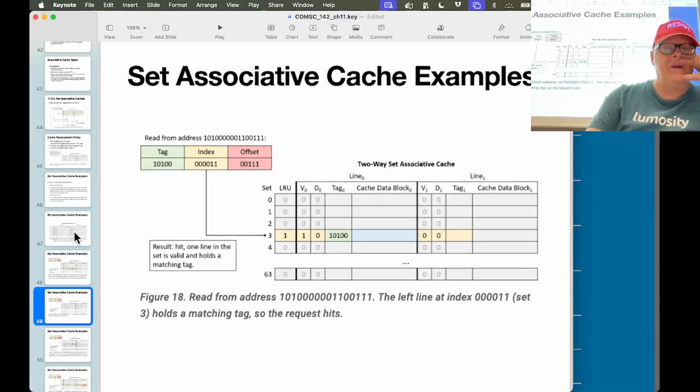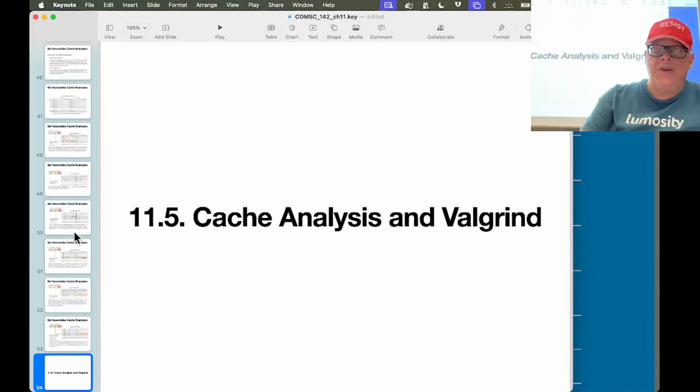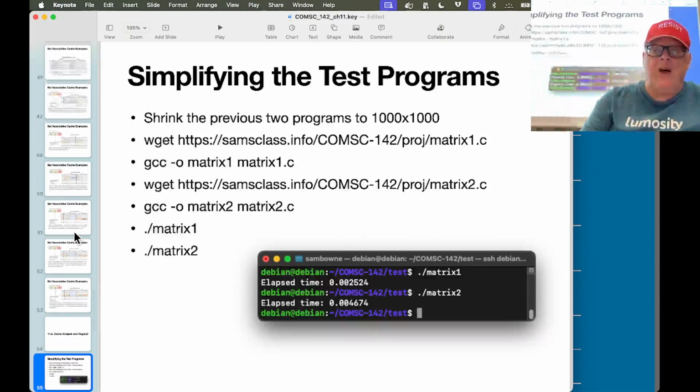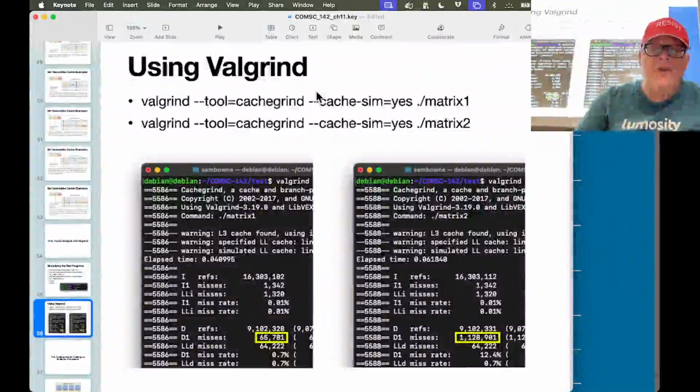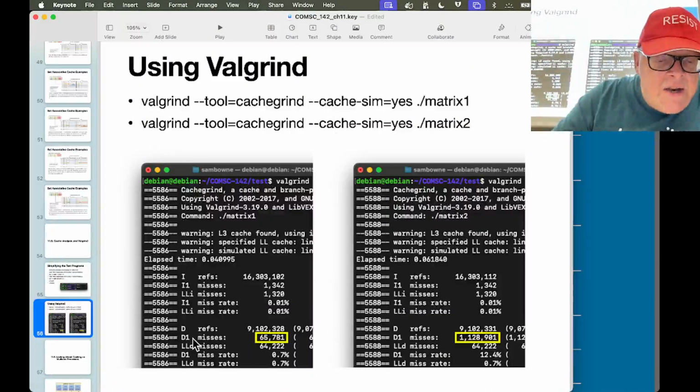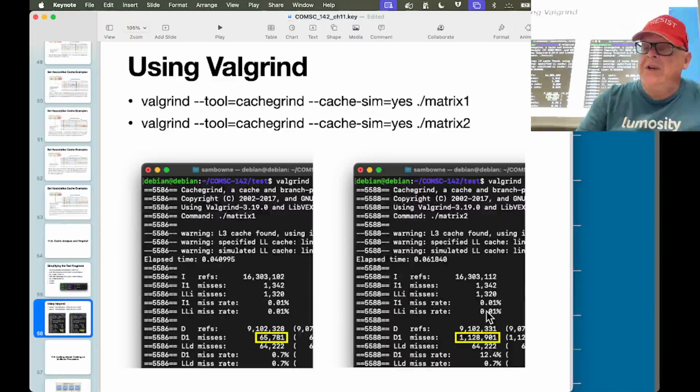All right. And so cache analysis you can do with Valgrind. If you run this, if you shrink them, now you have one takes 2 milliseconds and the other takes 4 milliseconds. So you still see there's a difference between them, but they're much shorter. And you can use Valgrind to see, and it will show you how many misses there have been in the cache memory here. This one had 65,000 misses. This one had 1,000,000 misses. And that's the point. That's why this one takes so much longer.